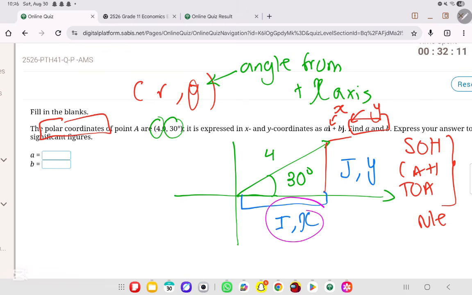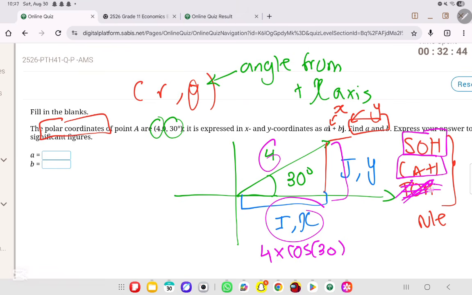Very simply, we know that this side is adjacent to the angle, right? Cosine is adjacent to the angle. So very simply, you will do magnitude times cosine 30. And here, this is opposite to the angle, right? It's opposite to 30 degrees. For now, we're not going to be using any of TOA. Why? Because always the magnitude is the hypotenuse, right? So it's going to be 4 times sine 30.